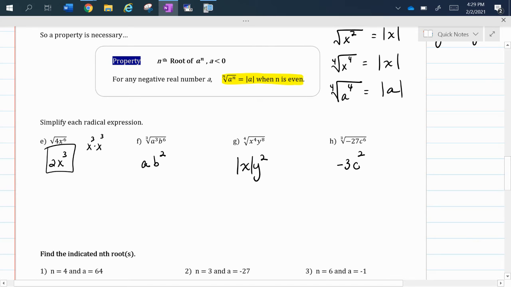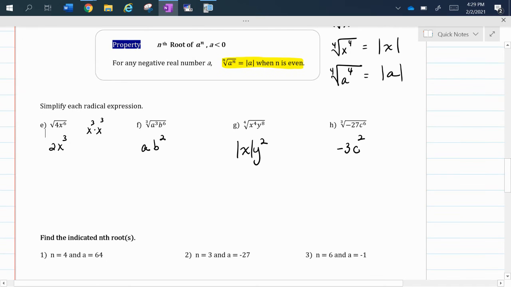So if you notice, we have a pattern here with how we get the exponent of our answer. We divide the exponent by the index every time. That gives us the exponent of our answer.